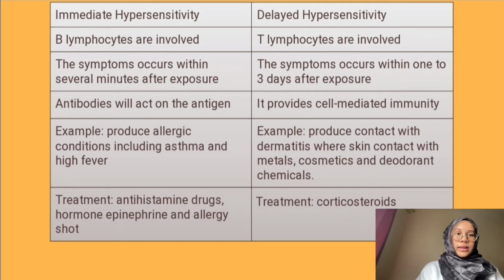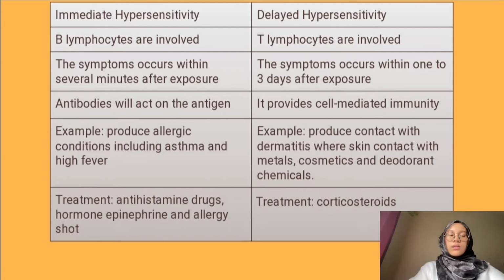While for delayed hypersensitivity, the symptoms will show up a bit later and usually will show up after 1 day to 3 days after being exposed to the allergen. For immediate hypersensitivity, the antibodies will act on the antigen, whereas for delayed hypersensitivity, the antibodies will provide cell-mediated immunity.